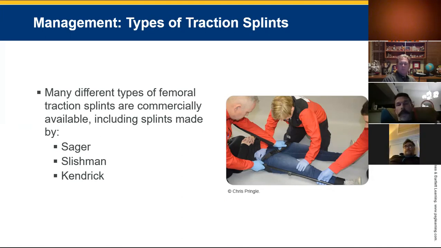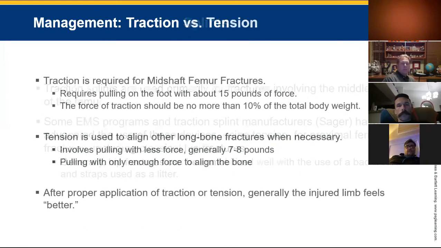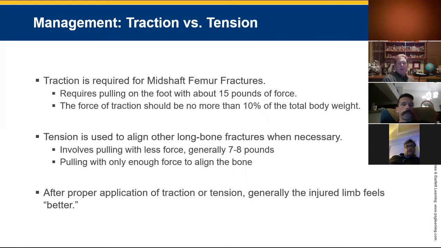Perfect example, we had the bilateral femur fracture. That's two Slishmans being used. Get another guy going down, we're going to need to employ the Sager. There is also a Kendrick down in the first aid room as well. And again, these are things that you need to get your hands on to be able to use them.